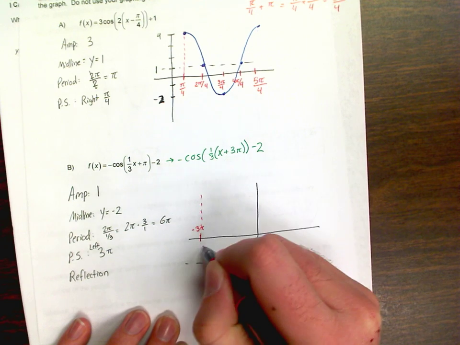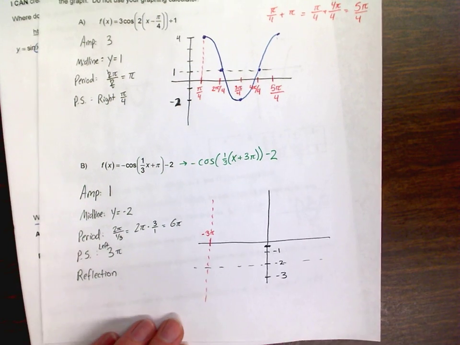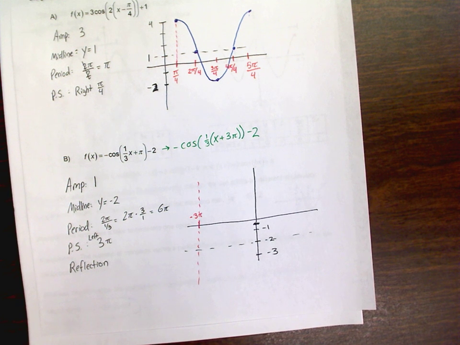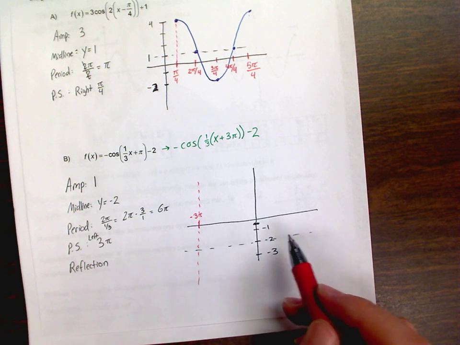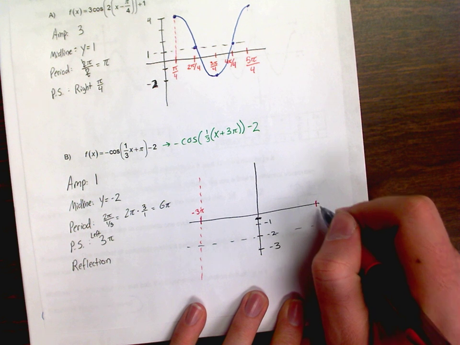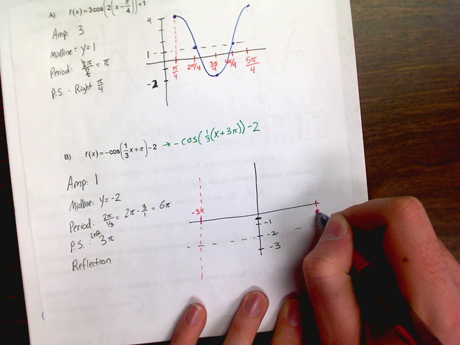Okay, now the period is 6 pi, so I always go to the right. So if I go 6 pi to the right, that means I'm going to end up over here, ending, let's go above, at 3 pi. So negative 3 pi plus 6 pi gives me positive 3 pi. So like I said, this one's pretty stretched out.